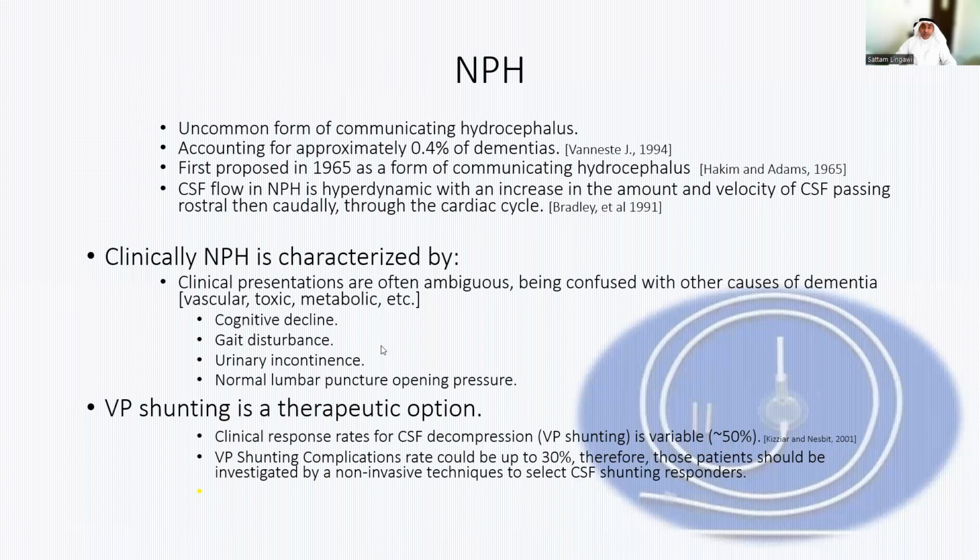Now, it is true that within the clinic, if you decompress the ventricular system by a lumbar puncture, there will be a transient improvement in the gait disturbance, but this is a temporary measure and cannot be used as a treatment, as it needs to be repeated every few months.